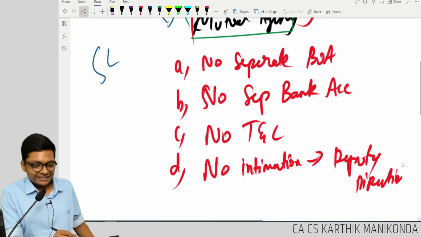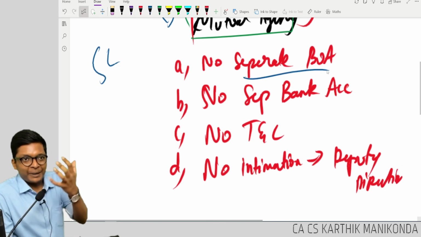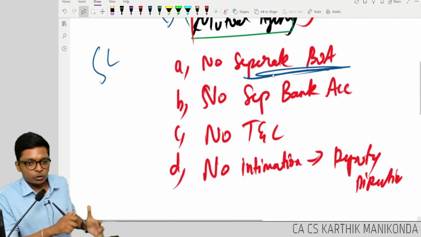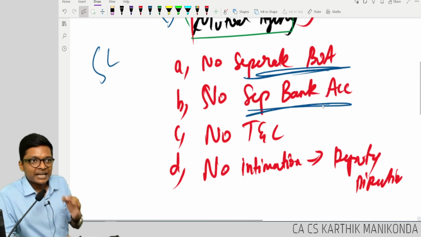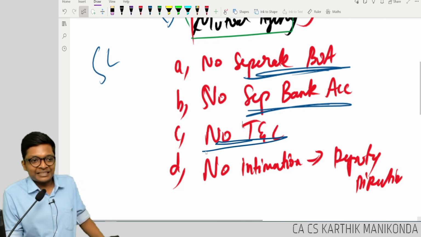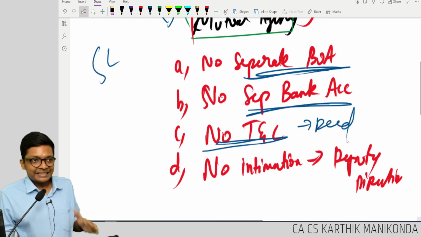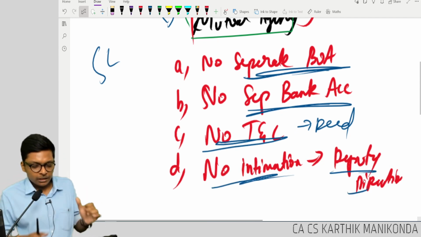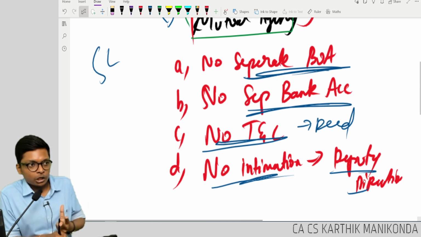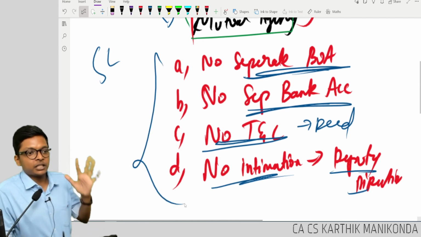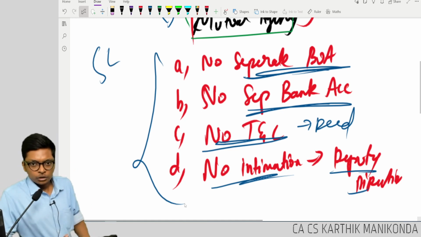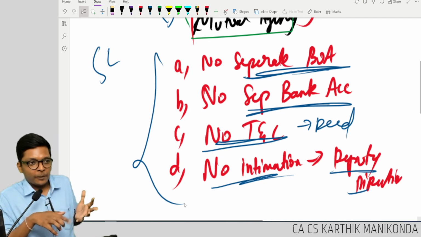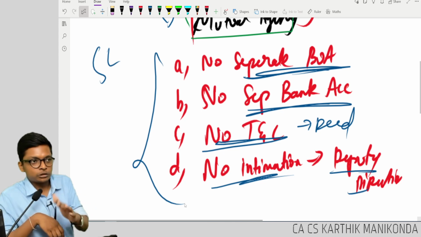That means basically they are trying to say no separate bank account. In the firm's name there is no bank account. No separate books of accounts means they don't maintain separate books for profits, etc. No terms and conditions means there is no partnership deed. And no intimation to the deputy director means they did not register the firm. So they are saying you didn't register, don't have a deed, don't have a bank account, don't have books of accounts, so don't call it a partnership. Are you following, guys? Clear? So if two friends come together and do business without using a separate account, not maintaining proper accounts, no deed, no intimation, it's not a partnership.